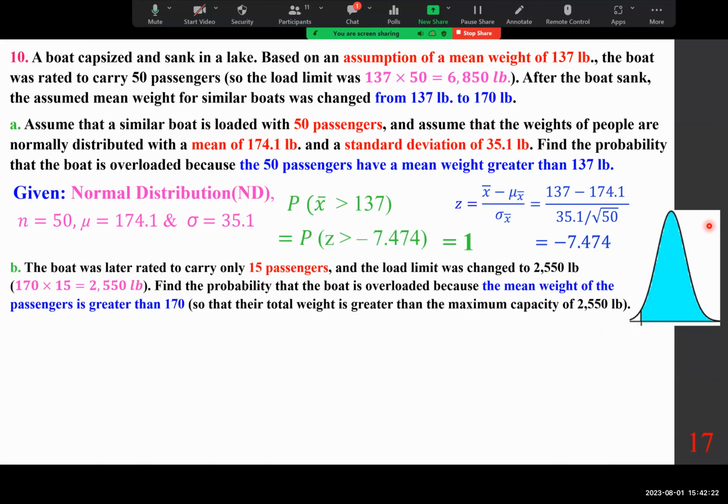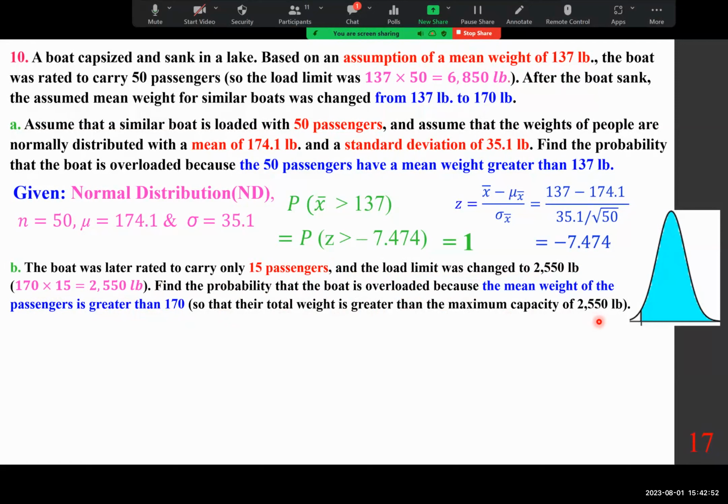The boat was later rated to carry only 15 passengers, from 50 to 15. And the load limit was changed to 2,550 pounds, which is 170 times 15. Find the probability that the boat is overloaded because the mean weight of the passengers is greater than 170. So that their total weight is greater than the maximum capacity of 2,550.